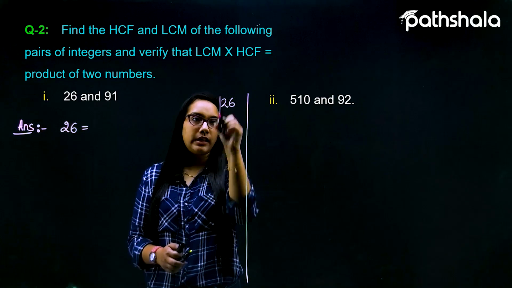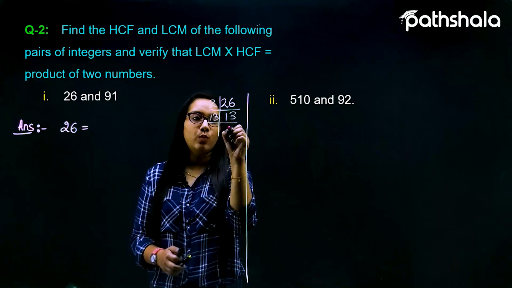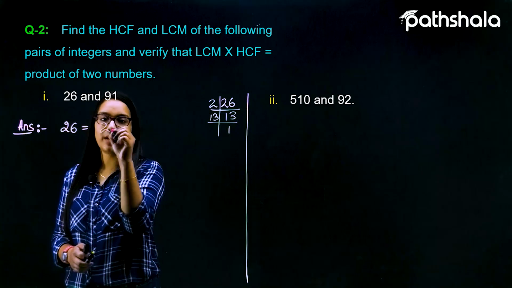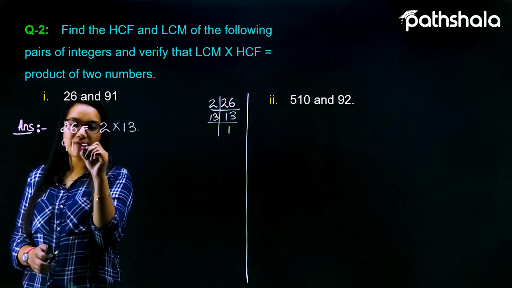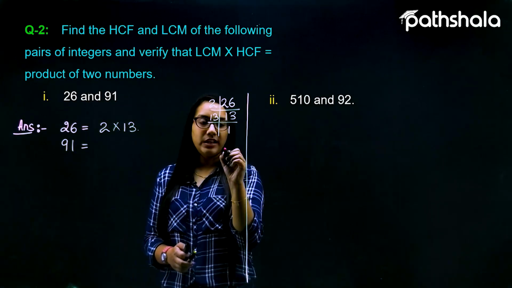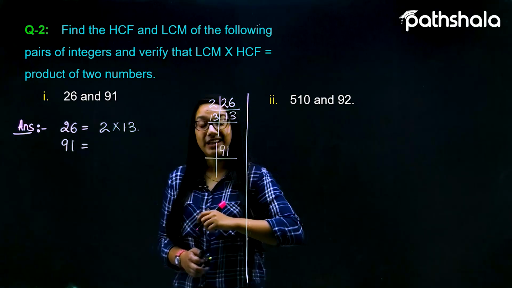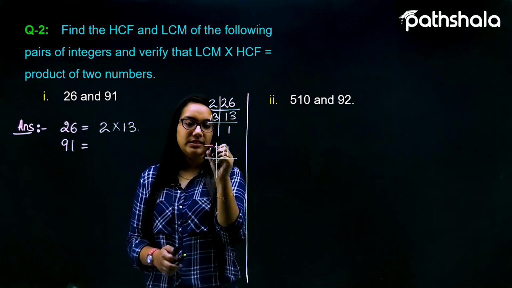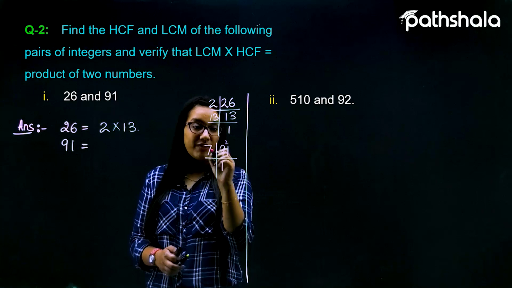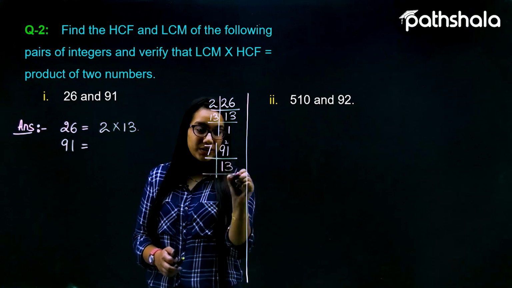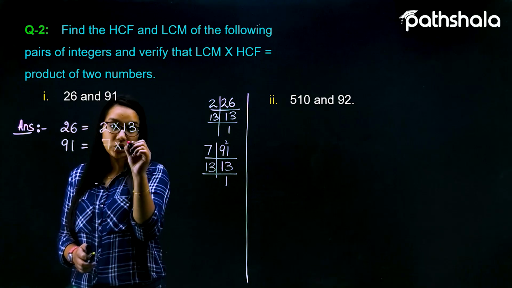Dividing 26 by 2 gives 13, and 13 divided by 13 gives 1. So the prime factors of 26 are 2 and 13 only. Furthermore, for the number 91: 7 into 1 is 7, the remainder is 2, 7 into 13 is 91. So the factors of 91 are 7 into 13.